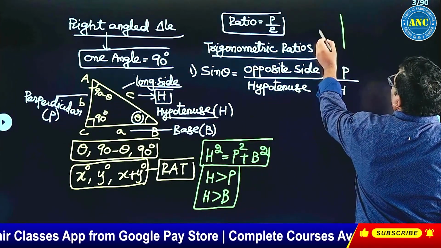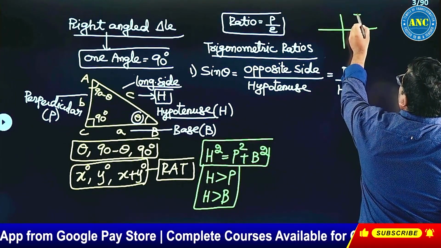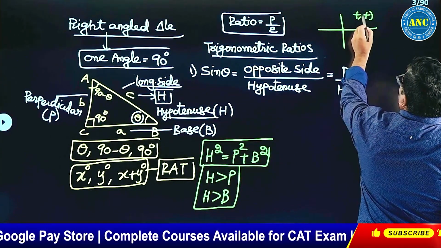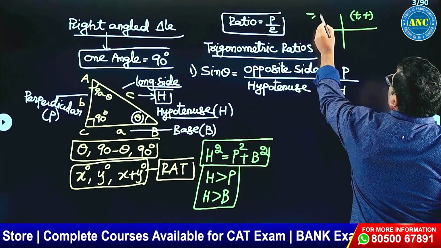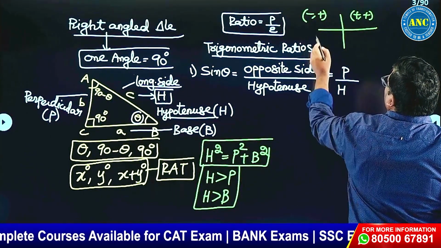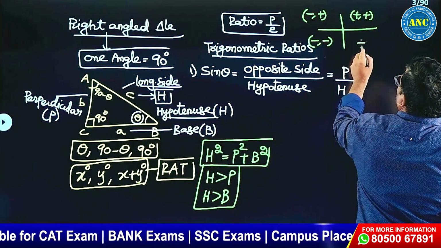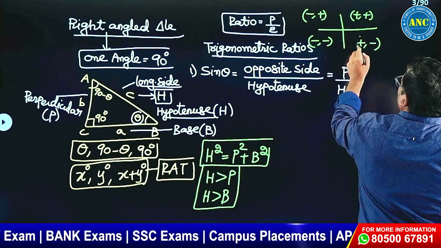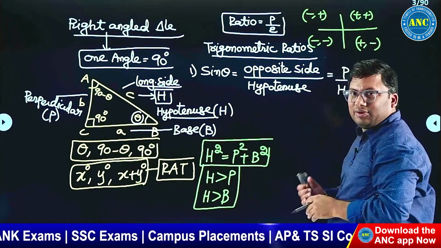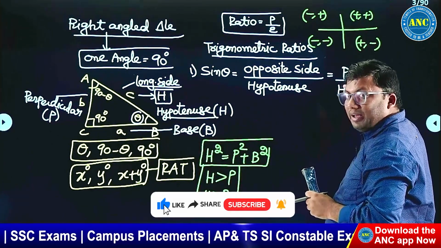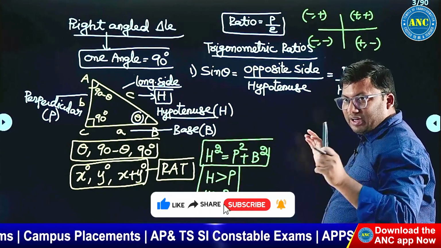There are 4 quadrants. This is x positive, y positive. Second quadrant, x negative, y positive. Third quadrant, x negative, y negative. Fourth quadrant, x positive, y negative. These values can be positive, negative, positive, negative.